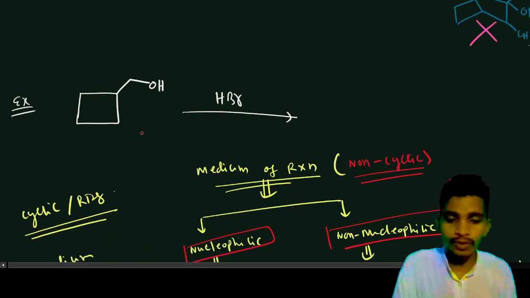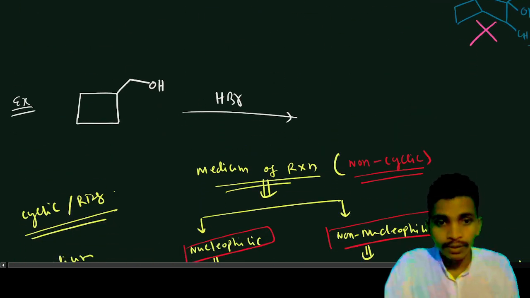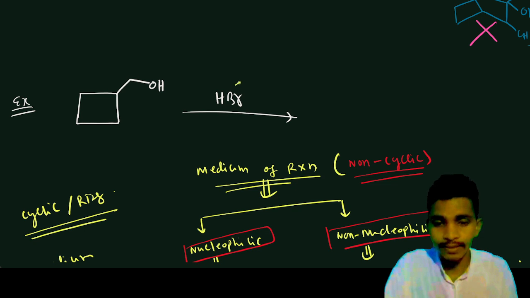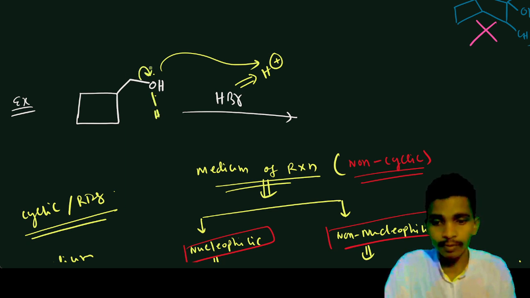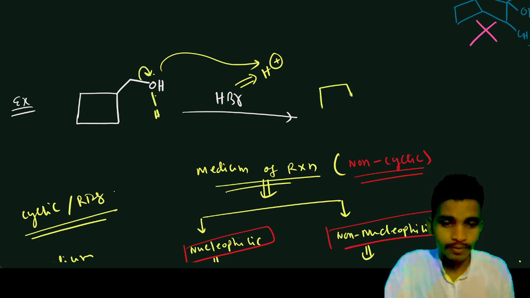Now moving to these questions. Here, this is a four-membered ring, and this is an acid, meaning H plus is there. The same thing: this lone pair will take the proton, water is going to be removed, which I have already explained. So this is going to be like this, and here we have a CH2 positive charge.